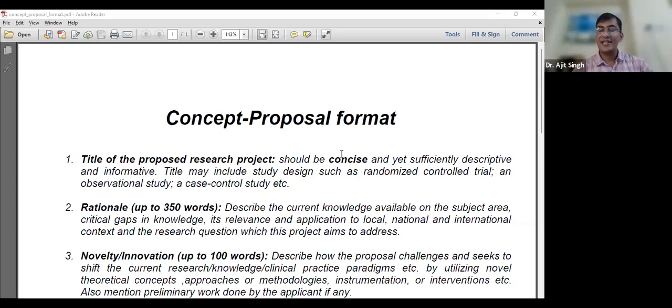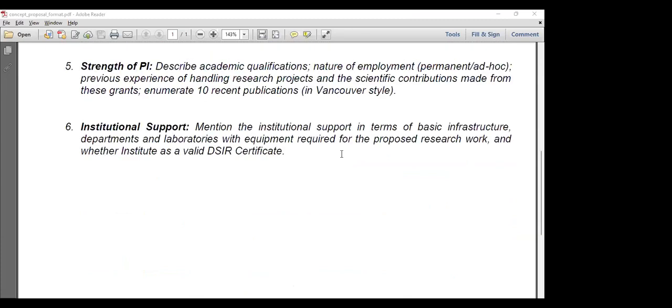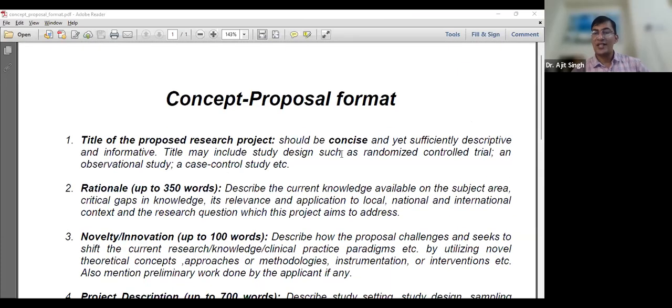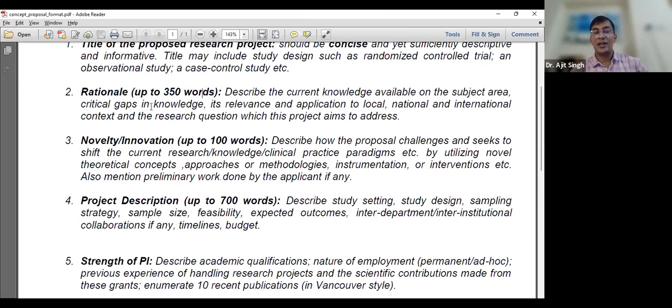Okay, this is the concept proposal format. This is a short proposal from ICMR. You can see this is very short. They don't want everything. They just want very specific things like the title of the proposed research project. It should be concise. Then the rationale, meaning the background and justification of the study.